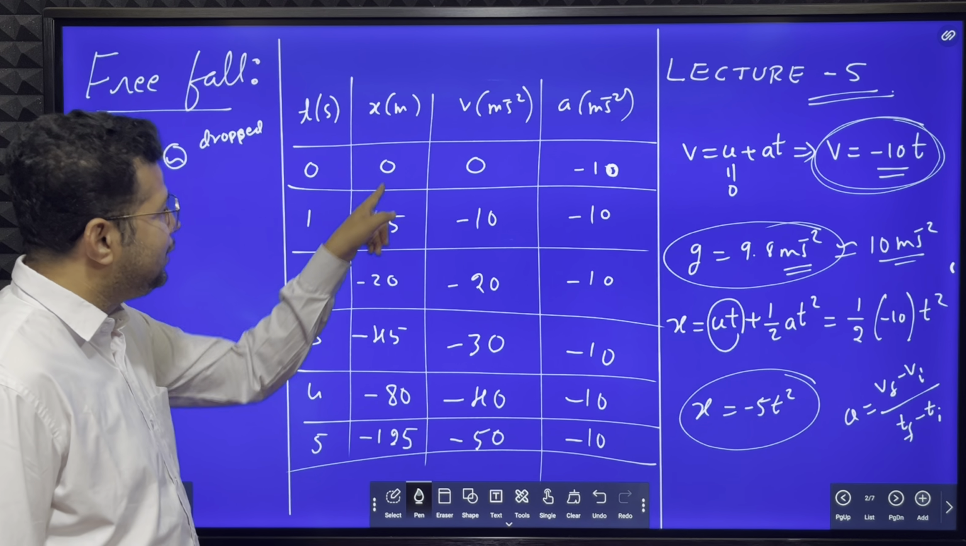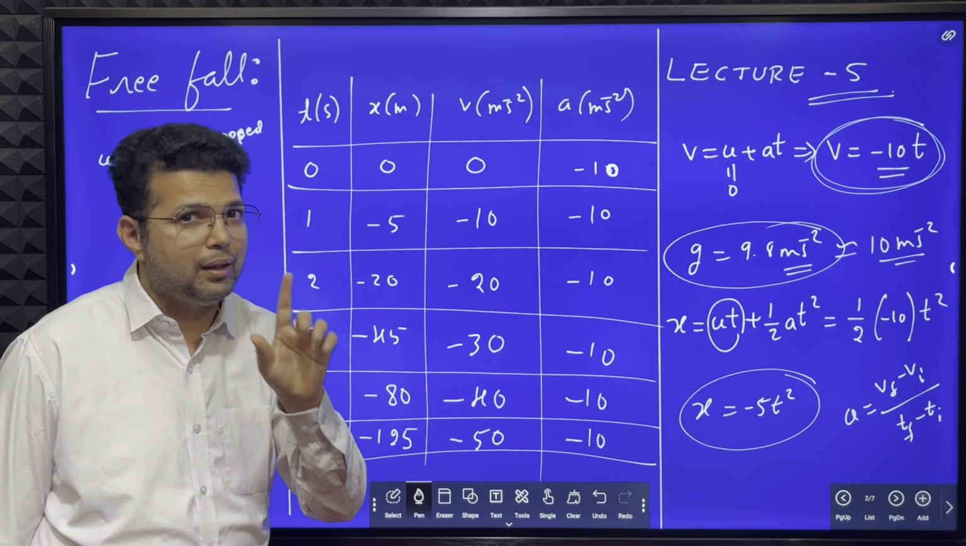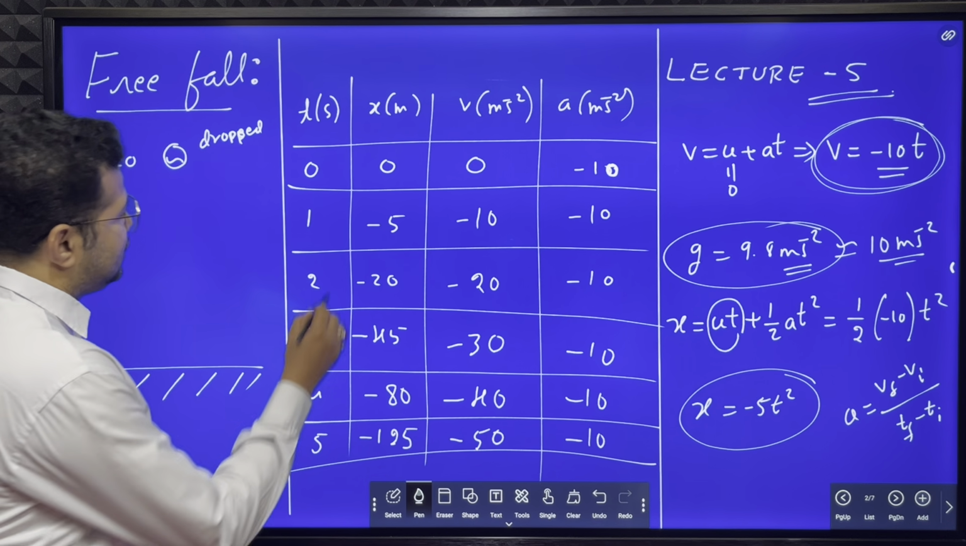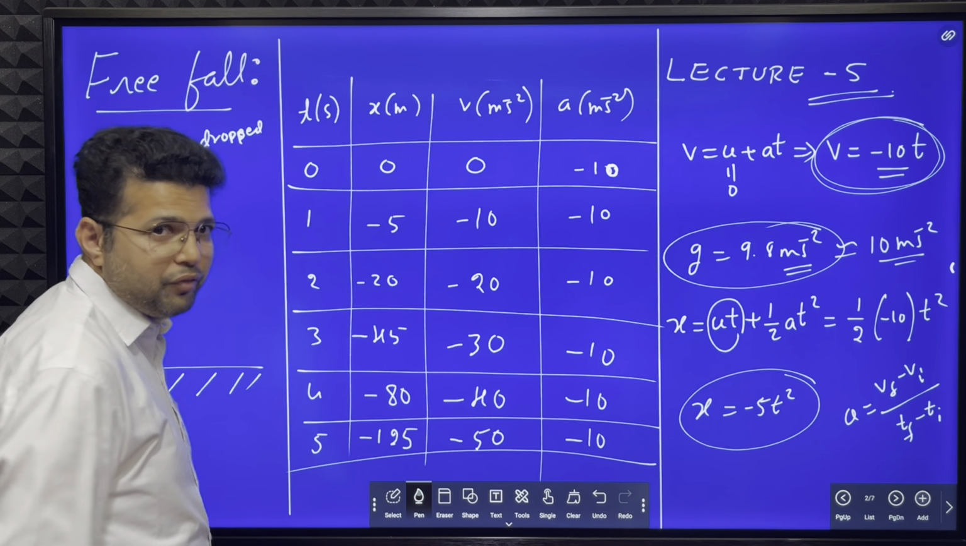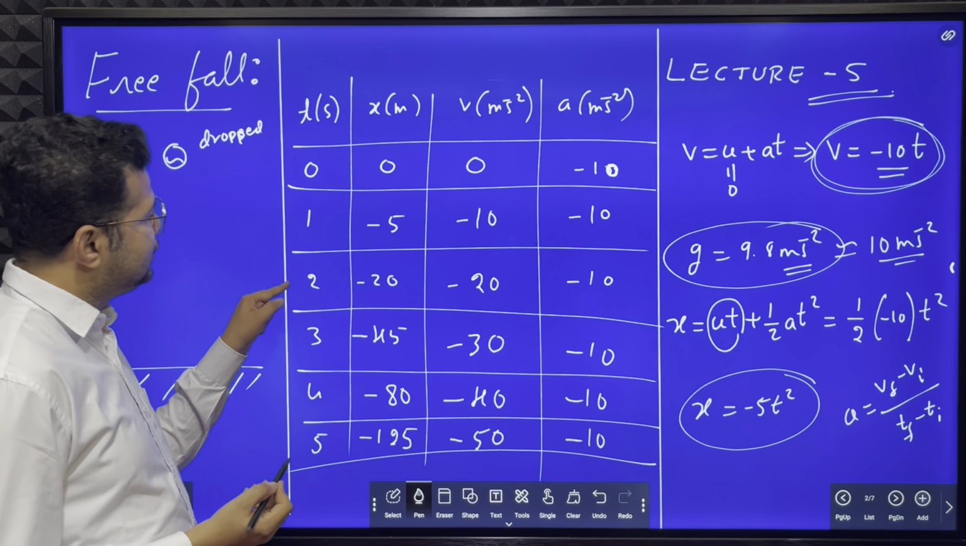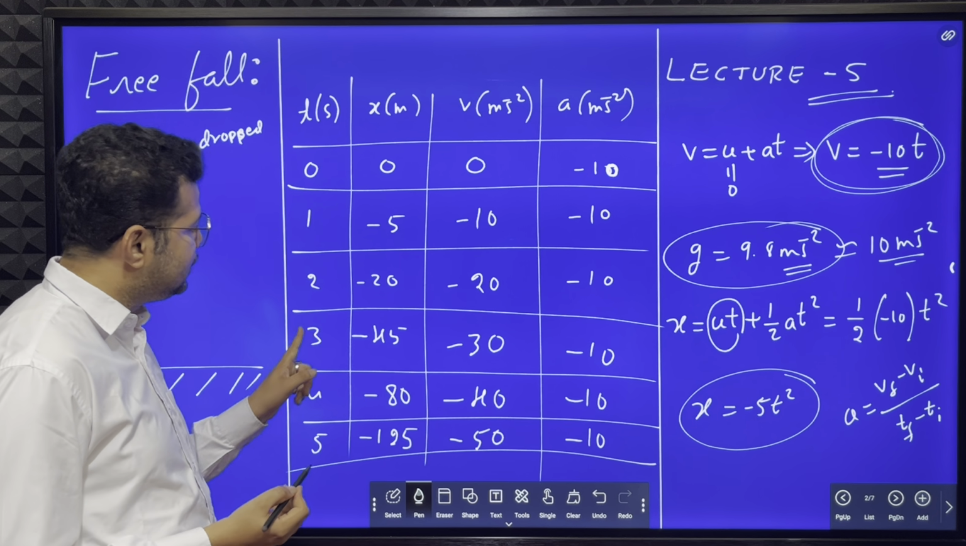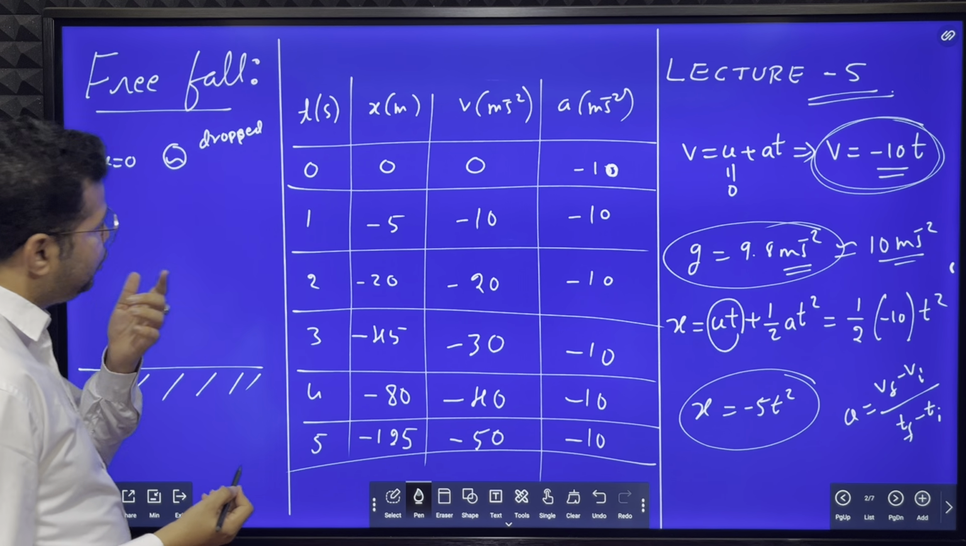After 1 second, displacement is minus 5. So distance traveled by the ball in 1 second is 5. Correct now? What is the distance traveled by the ball in 2 seconds? Distance traveled by the ball in 2 seconds is 20. In 3 seconds, 45. Now, you observe this.